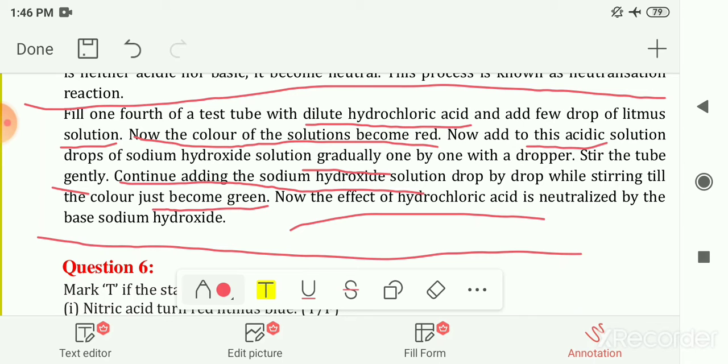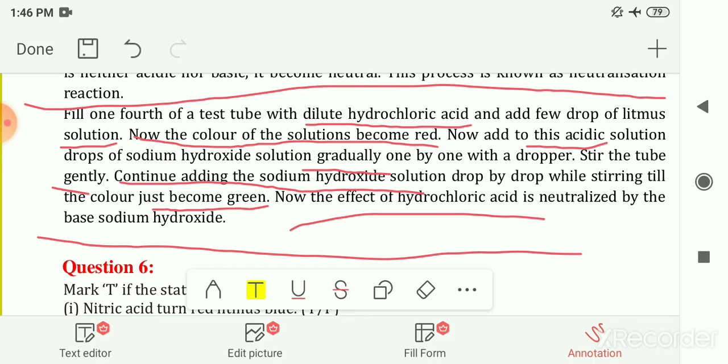When it turns green, that shows that the solution has now become neutral, because the litmus solution shows green color when it is added to a neutral solution. So that's why we can say that the acidic effect of hydrochloric acid is neutralized by the base sodium hydroxide.